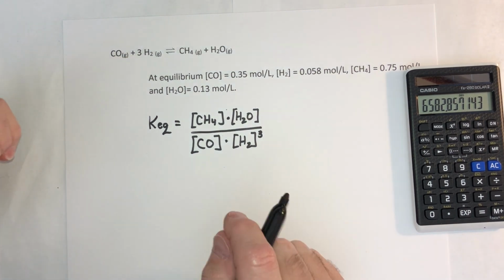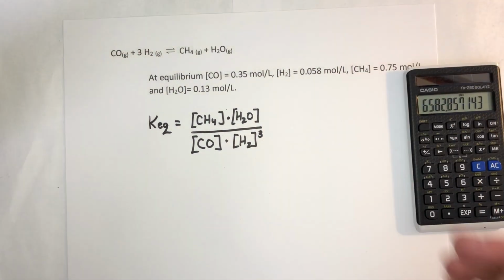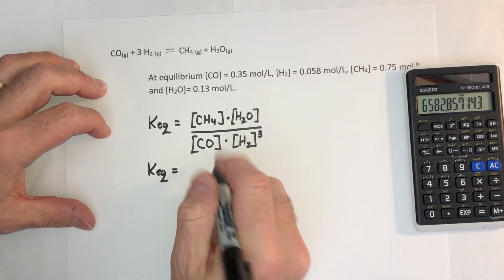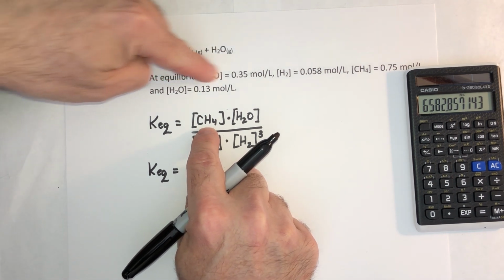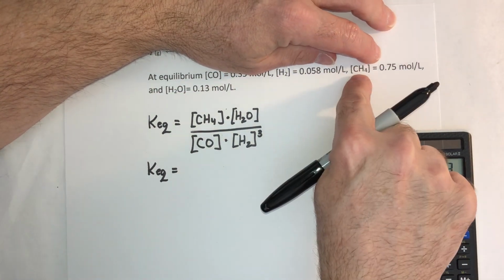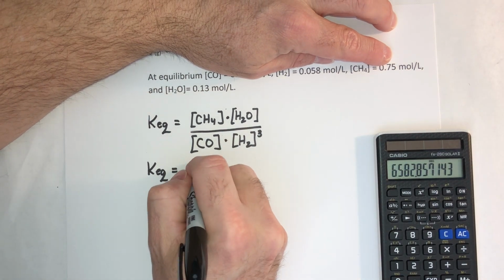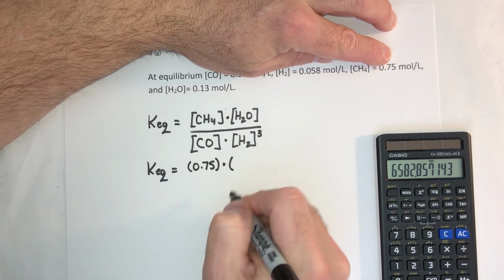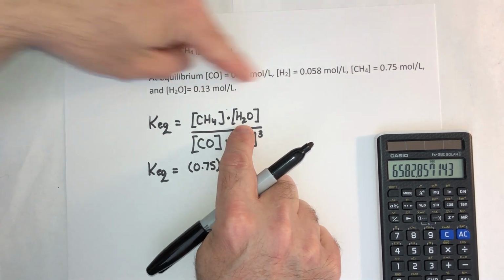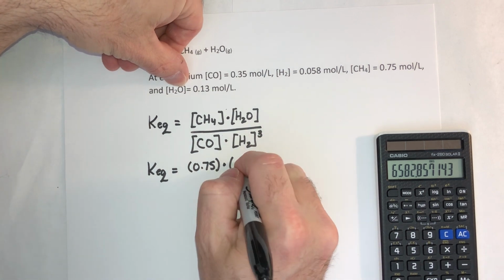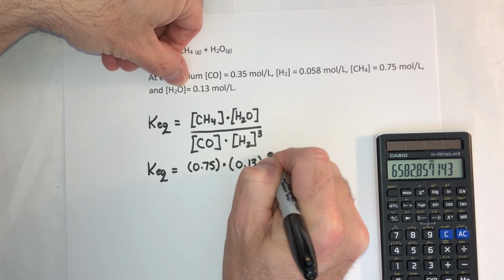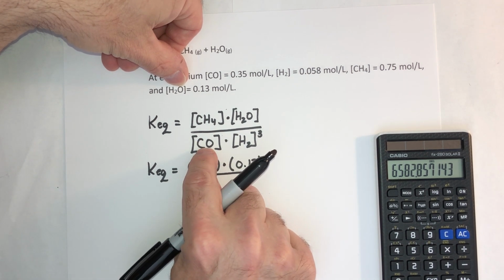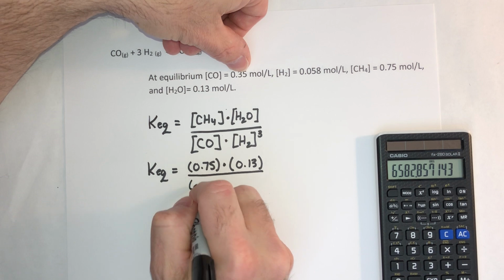Okay, once you get your equilibrium expression, now it's just substitute and solve. So we got KEQ equals. What is the concentration of CH4? If we go through our list, CH4 has a concentration of 0.75. 0.75 to the power of 1. Times, what's the concentration of water? We go through our list. Concentration of water is 0.13 to the power of 1. Okay, in our denominator, concentration of carbon monoxide. Carbon monoxide is 0.35.